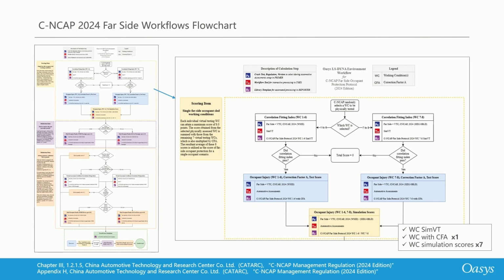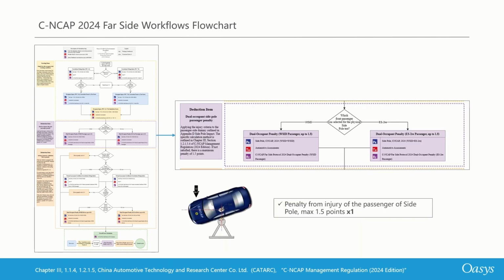If the correlation fitting passes, then we can move on to our occupant injury, and we can use the reporter template to evaluate the correction factor A, which is based on the test score divided by the simulation score for the chosen working condition. If it failed, then we get 0 points and we fail the entire process. After calculating correction factor A, we proceed to calculate the injuries for the remaining 7 assessments. So if we had working condition 7 selected, then we would assess working conditions 1 to 6 and 8 using the appropriate reporter templates.